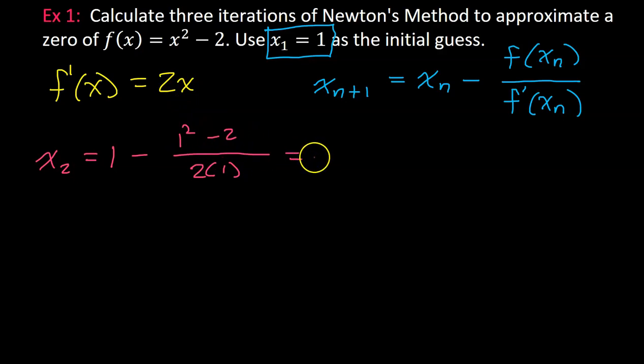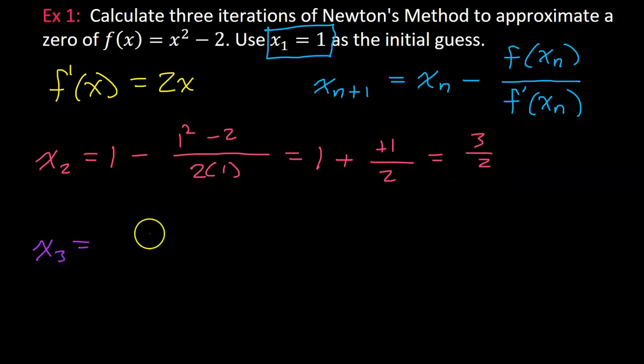So that's going to be 1 minus, well, that'll be 1 minus negative 1 over 2. So this is really going to be 1 plus 1/2. So that's going to be 3 over 2. So this is x2.